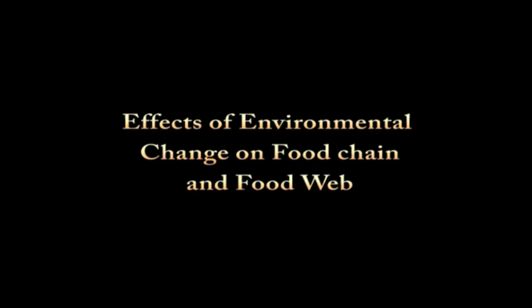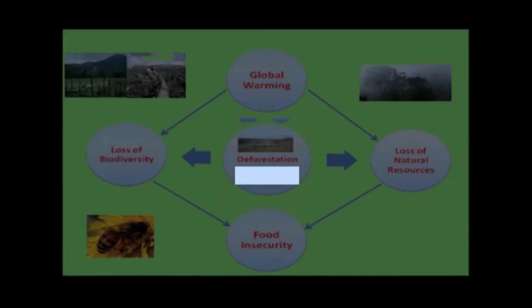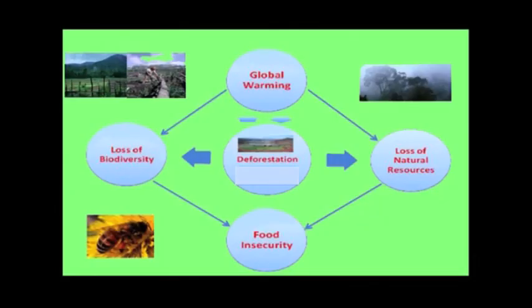Effects of environmental change on food chain and food web. There are a lot of man-made changes that nature has to deal with, including poaching and deforestation.